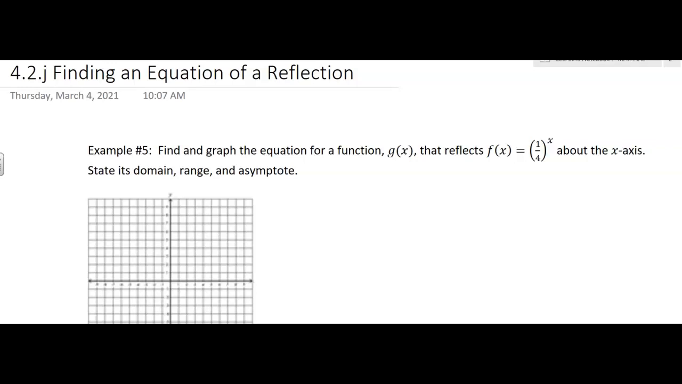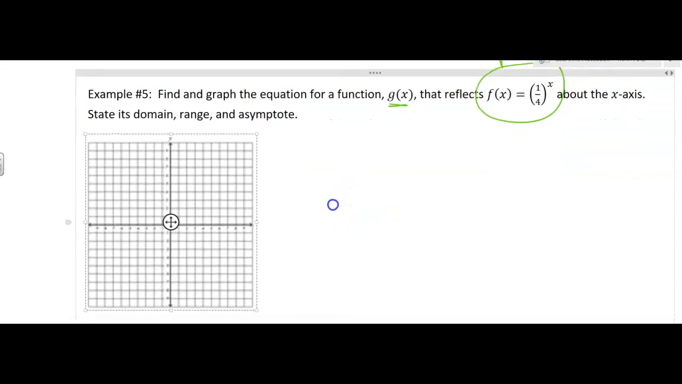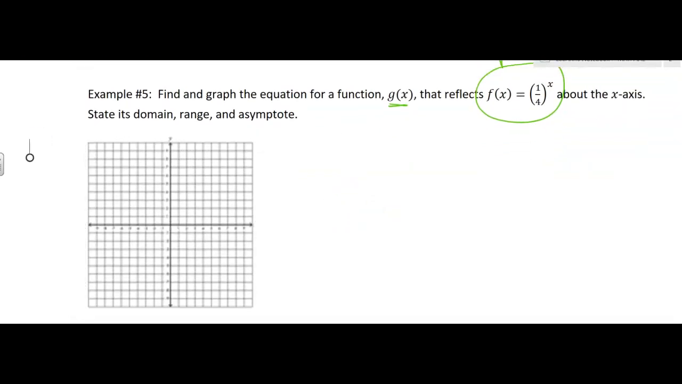Okay, so in this example, it says find and graph the equation for a function, we're going to call it g of x, that reflects f of x, the parent function here, about the x-axis, state its domain, range, and asymptote. It might be helpful to graph a quick picture of the parent function. If I put in -1, 0, and 1, that'll give me 3 points, and I can see what f of x is looking like.